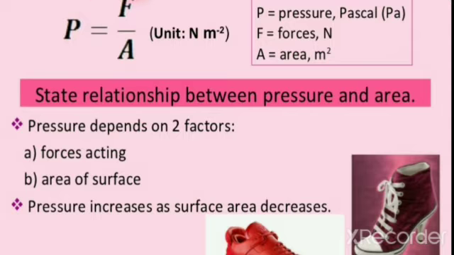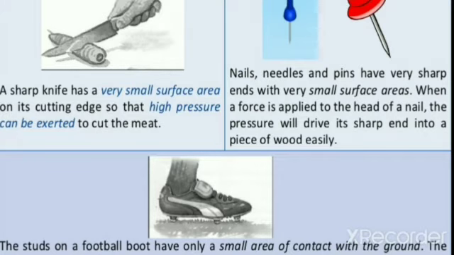Pressure P is defined as force per unit area, that is, force divided by area, and the unit is Newton per meter square or Pascal, right? Force is measured in Newton, the SI unit, and area in meter square. So you know that pressure depends on two factors, the force acting and the area of the surface. You have also seen that pressure increases as the surface area decreases. We'll move on to the application of pressure in today's class.